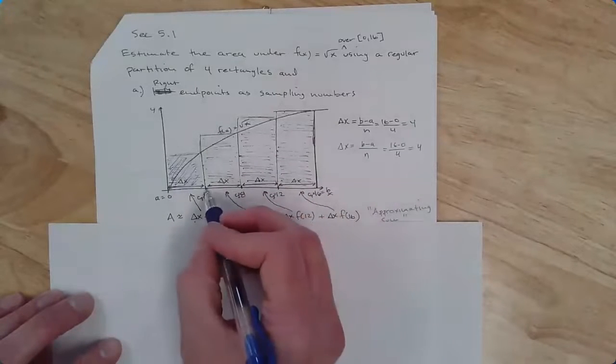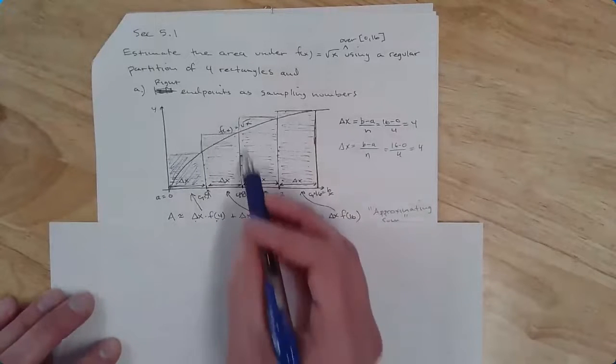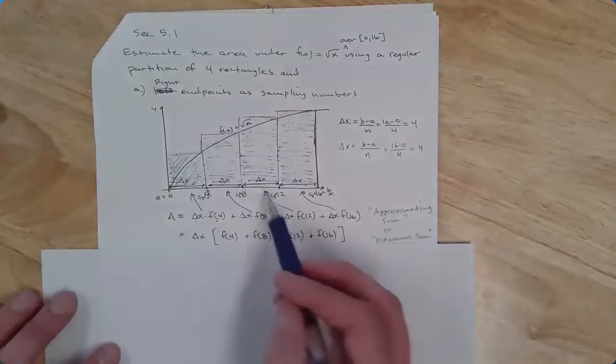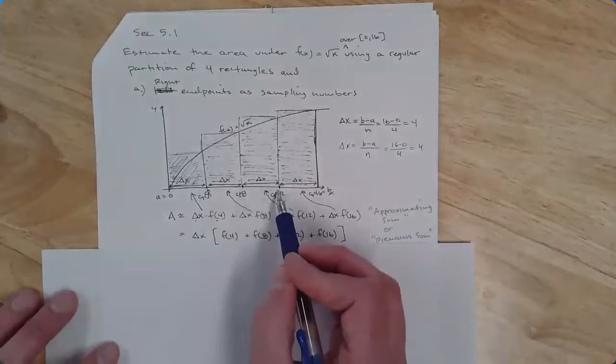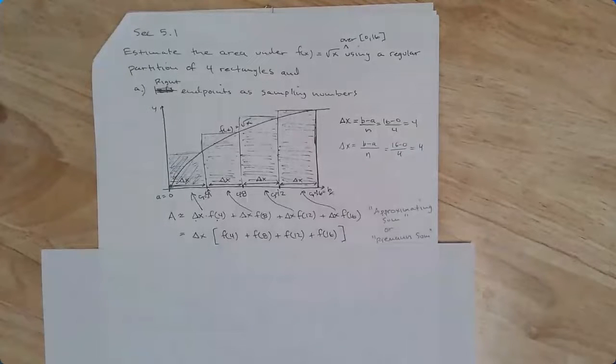This rectangle's area is also the base 4, but now we're plugging in the right endpoint, which is 8, to get the height, and f of 8 is going to be the square root of 8. And then the third one, we're going to plug in 12 to get the height. The fourth one, we're going to plug in 16 to get the height. So in this particular iteration, we are using the right endpoints to get the heights of the rectangles.